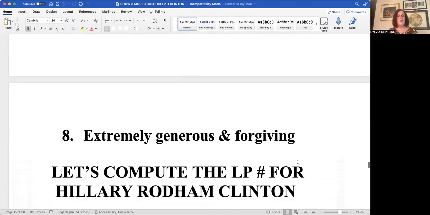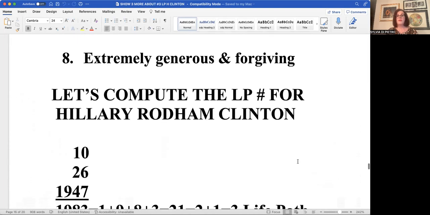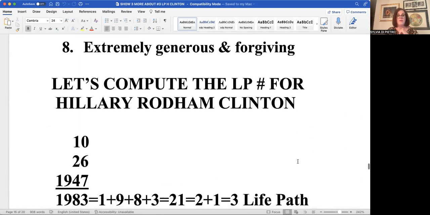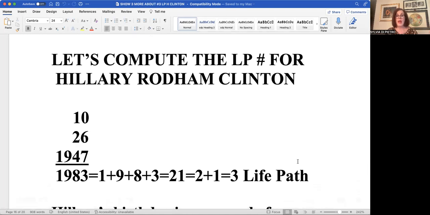As I mentioned, they're very colorful in all forms of living. They're generous people. They're very giving, and they're very forgiving. So let's look now. We're going to compute Hillary Rodham Clinton's number. Now, Rodham was her maiden name, not her middle name, excuse me, I've got the hiccups. I had them yesterday too when I was filming. Goodness. Rodham was her maiden name, and Clinton was her married name.